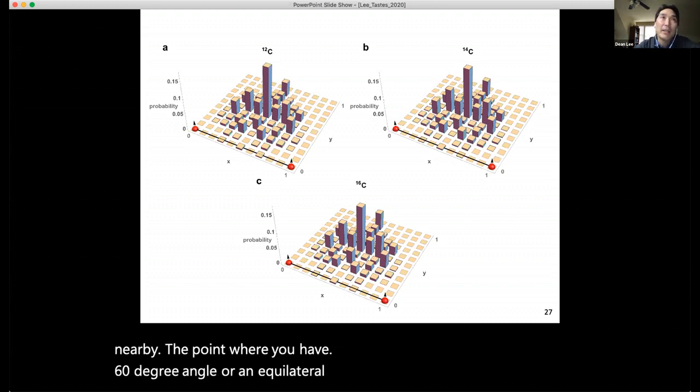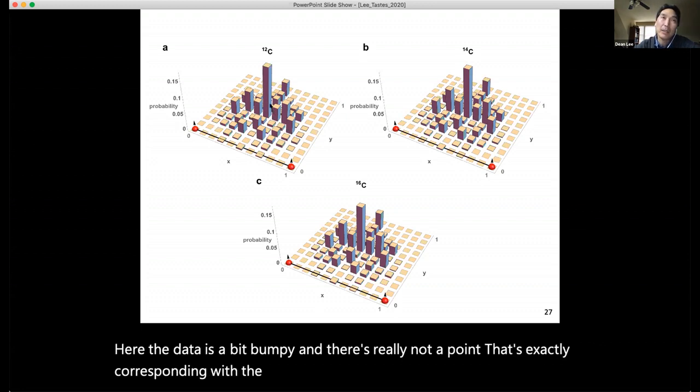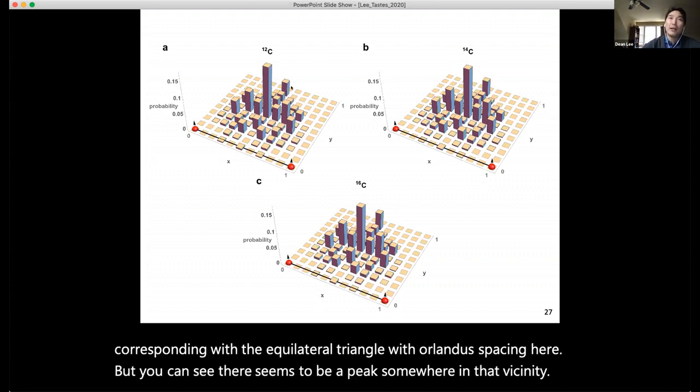Because of the lattice spacing here, the data is a bit bumpy. And there's really not a point that's exactly corresponding with the equilateral triangle with our lattice spacing here, but you can see there seems to be a peak somewhere in that vicinity. Okay, let me now go on.